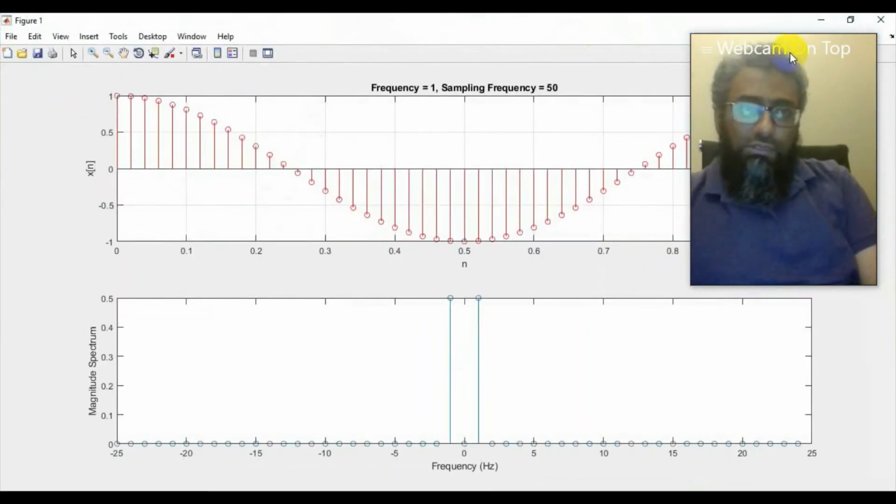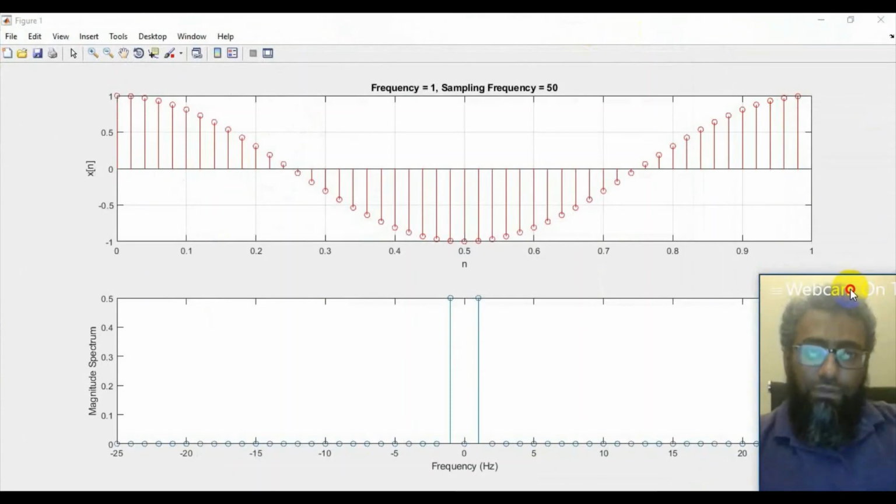We can see here एक cos wave है. Complete one cycle कर रही है. ठीक है, एक complete cycle है. One से शुरू हुई और one पर दोबारा जाकर खत्म हुई है. ठीक है, और इसका मैग्नीट्यूड 1 था, तो इसके दो, एक पॉजिटिव और एक नेगेटिव कंपोनेंट आ रहा है और दोनों के मैग्नीट्यूड्स 0.5 हैं.